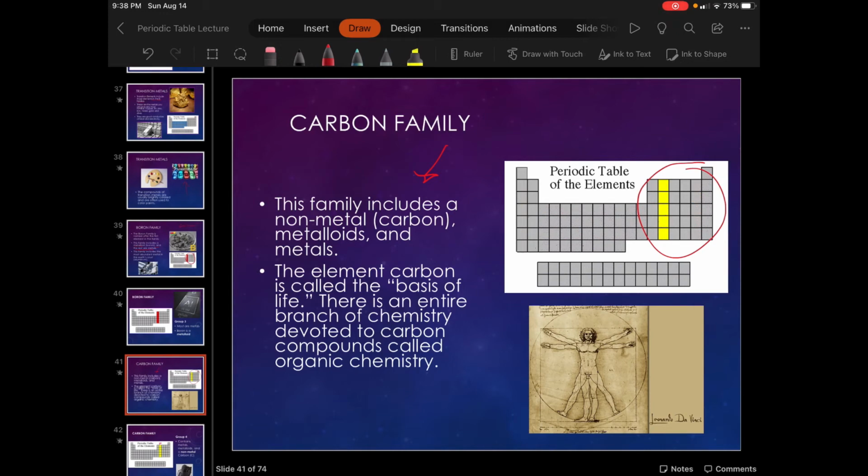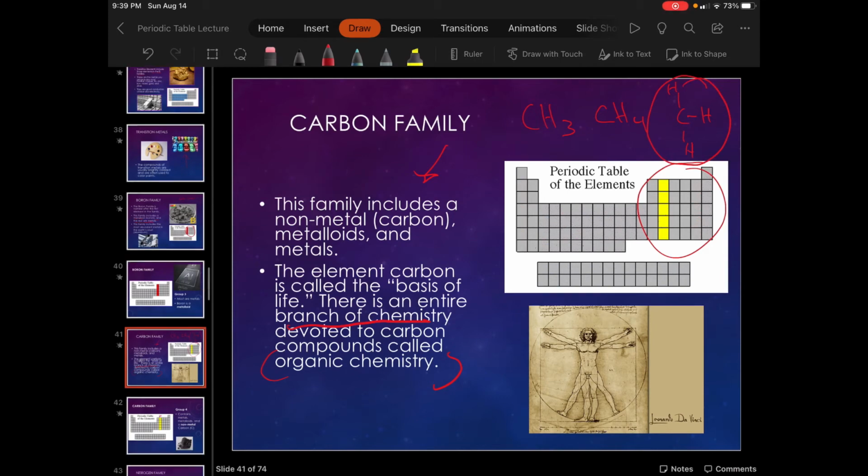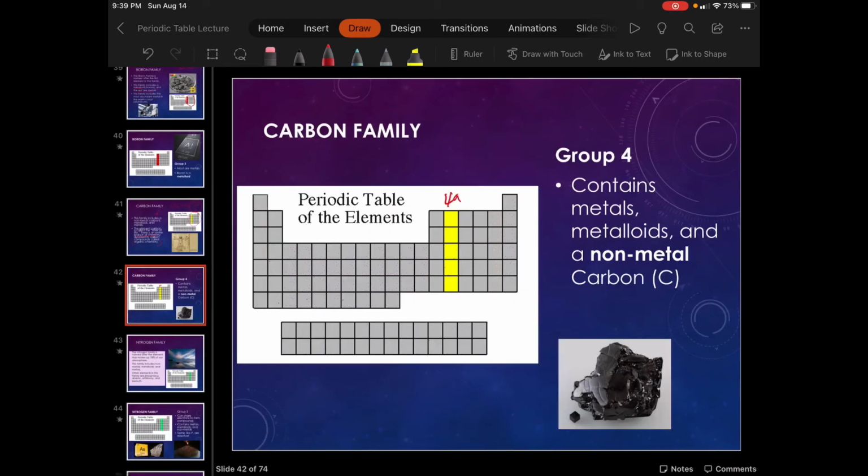The element carbon is called the basis of life. It also has its own branch of chemistry, and that is called Org Chem. Most people hate Org Chem, which we will actually dig deep into. But basically, carbon is formed in carbon chains, like CH3 or CH4. That's basically a carbon with hydrogens around it. CH3, hydrogens around it, and this is called an organic chain, okay? So let's go on. The carbon family contains metals, metalloids, and a nonmetal.